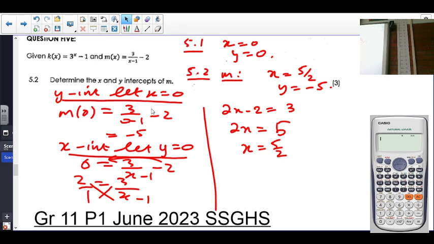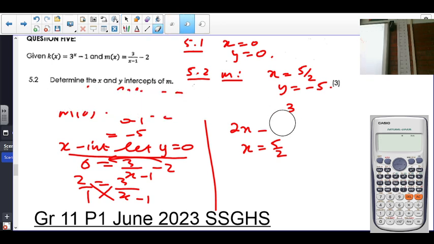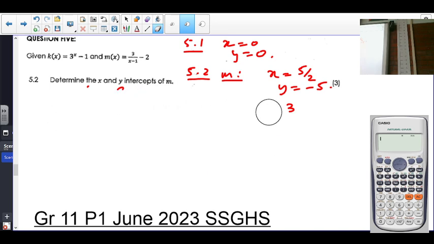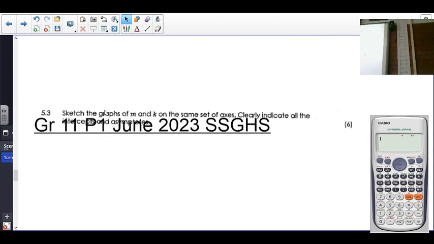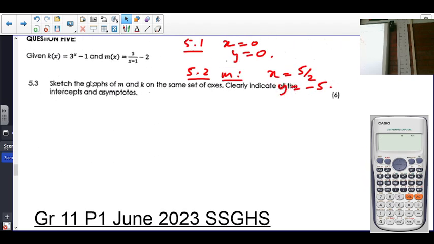In 5.2 we were required to determine the x and y intercept of M, which was the hyperbola graph. And again I'm going to take this off so that I can have space there and keep the equations in focus. So in question 5.3 we are asked to sketch the graphs of M and K on the same set of axes. Okay, so let's go.